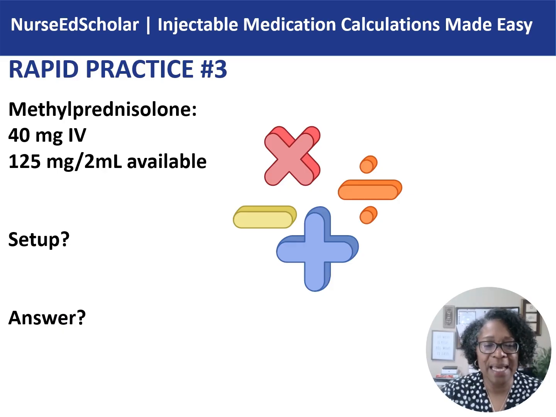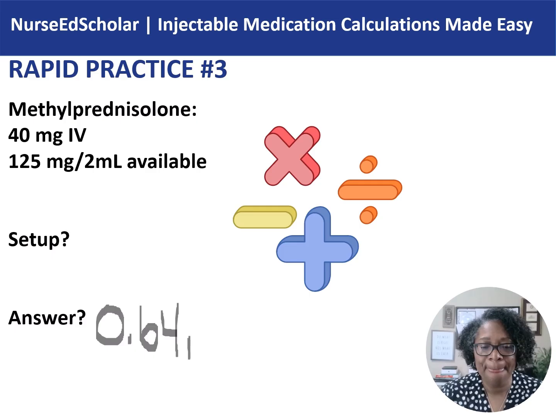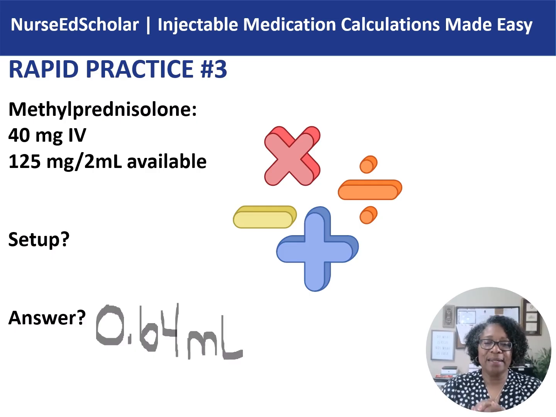So hopefully we had enough time. So this would be your answer. You can see that. All righty, 0.64 milliliters. So that is how much you are going to give IV.